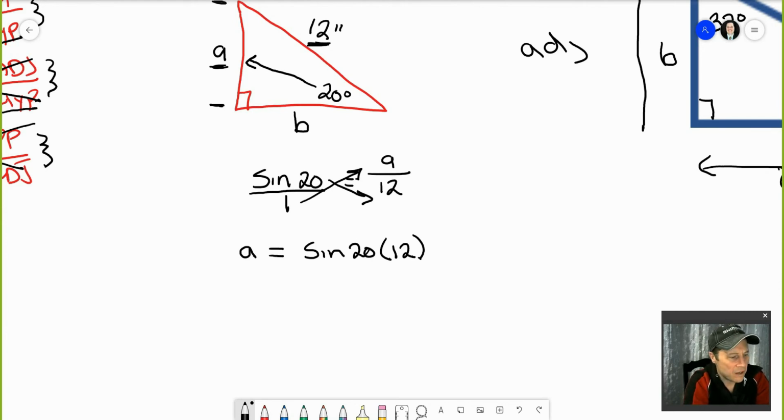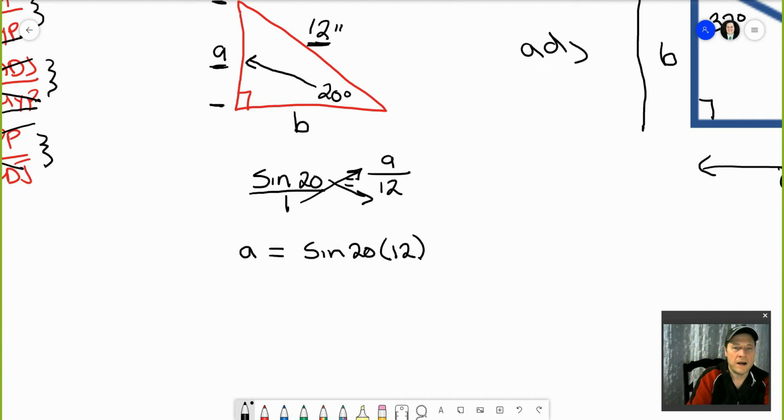So on your calculator, you hit the SIN, which is sine. For me it's up here. Sine, and then you just type 20, sine 20, and then times 12 equals. And you should get a number something like that, 4.104244172.